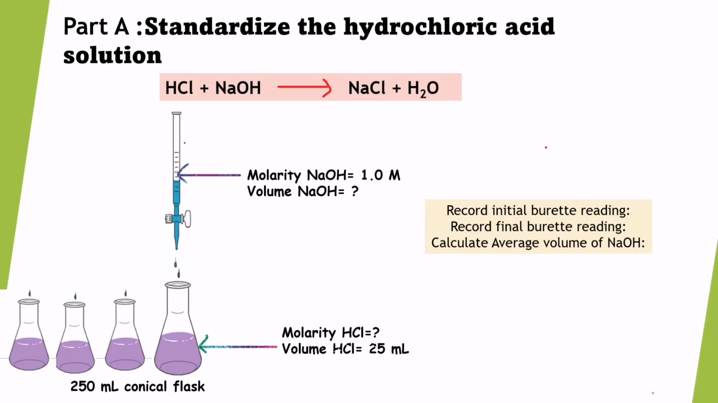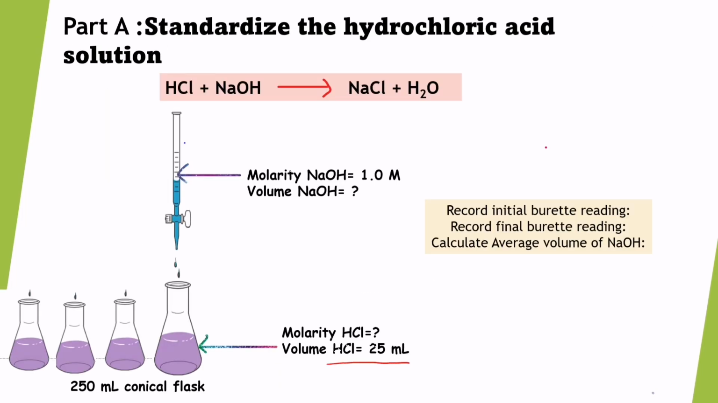Part A. Standardize the hydrochloric acid solution. Standardizing the hydrochloric acid means that we want to determine the concentration of the acid solution. We can determine the concentration of the acid solution by using standard acid-base titration.